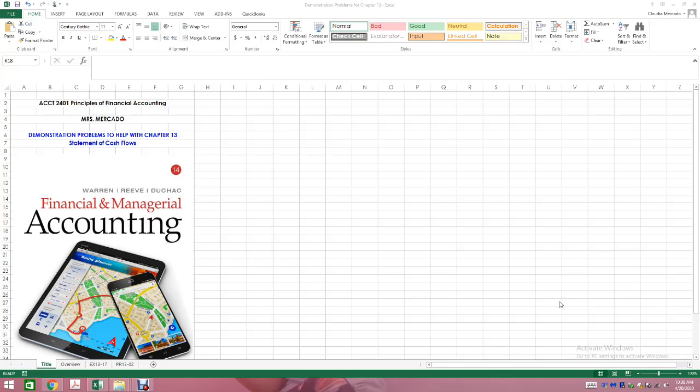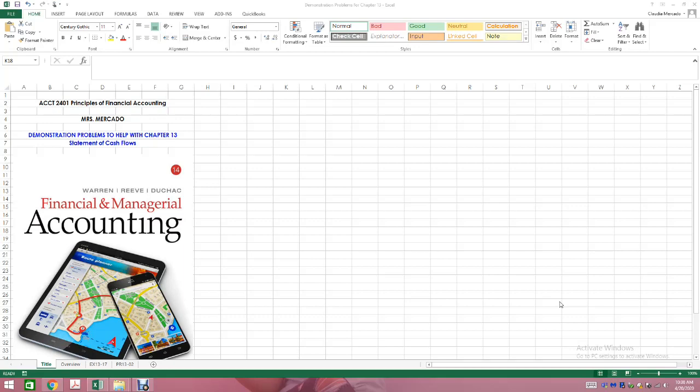This week we are going to be covering chapter 13, which deals with the statement of cash flows. We had lightly touched upon the statement of cash flows before, but we had not done a full-blown statement of cash flows, which we are going to be doing in this particular chapter. So we have one full chapter dealing with just one financial statement, which is the statement of cash flows.